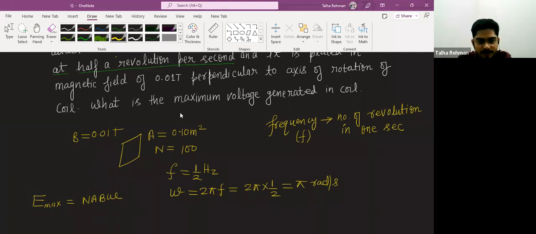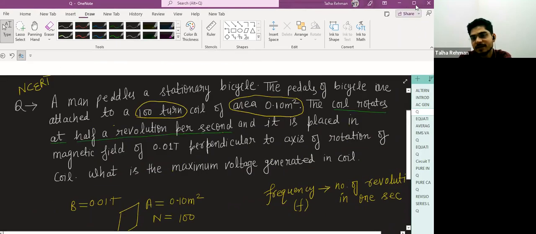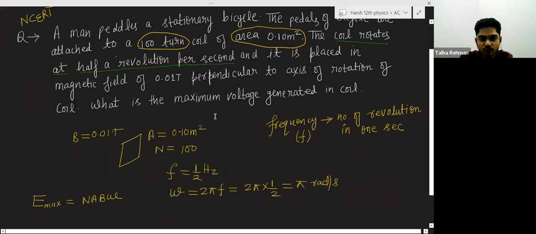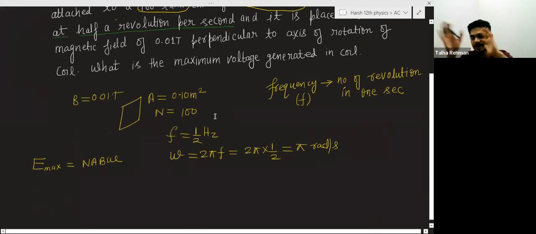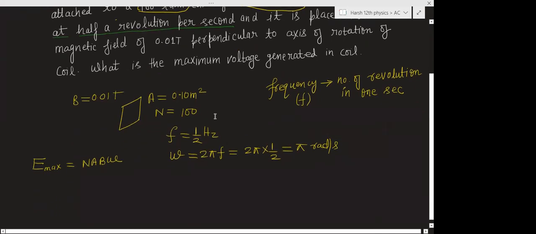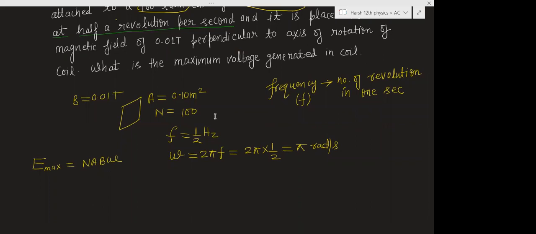So basically, they are asking what is the maximum voltage generated and why the voltage is generated. If someone is asking you in this question why the voltage is generated, it is because the coil is rotating in a given magnetic field, and this is the principle of the AC generator.